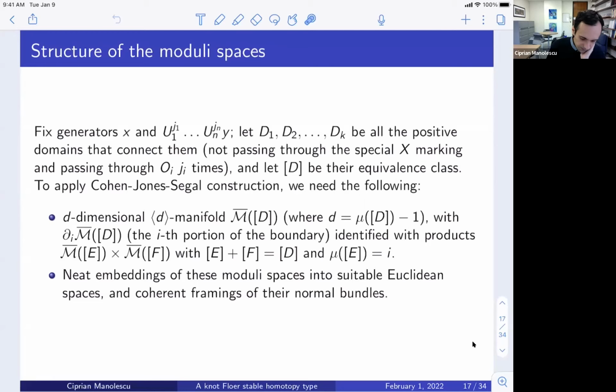Okay, so let's just review what we need. If we have two generators, there are some positive domains that connect them. We'll see some pictures in a moment, but for example, a domain could look like this. And we want to construct this manifold with corners, M bar of the equivalence class of D, such that its boundary, there are different types of boundary, this is what it means to be a manifold with corners, the boundary is split into different parts. But basically the boundary should consist of products of simpler domains, where the sum of the domains is D. So for example, this domain is the sum of these two rectangles, so we want the boundary to contain the product of the moduli spaces associated to them. And we want embeddings of these moduli spaces into Euclidean spaces with corners and framings of their normal bundles.